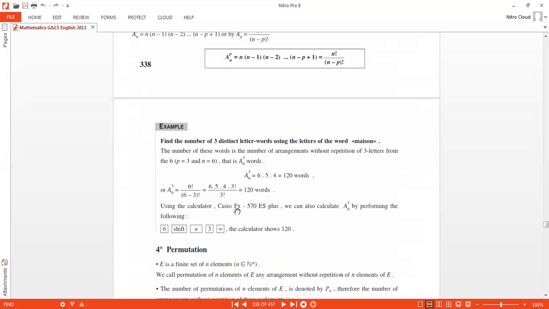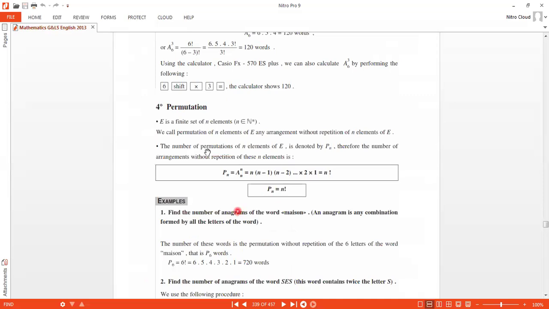Now, what if you need to form a six-letter word out of this word? It's called an anagram. So what's the anagram? It's when you use all the letters of the word to form another word. In this case, you use 6 factorial, so it's 720 words that you can form out of this word, okay? So when do we use n factorial? When you use 6 letters out of 6.